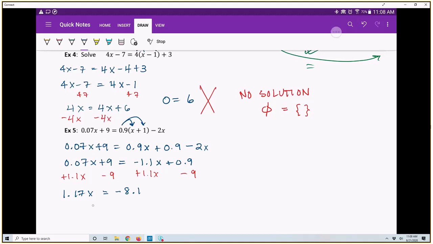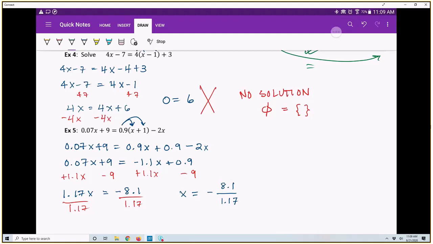So I'll have x is equal to minus 8.1 over 1.17. Okay, and that would be fine to leave the answer in that format. If it looked like we could simplify this a little bit, and I'm sure we can simplify it some, then you're welcome to go ahead, but it should be okay to just leave it this way.